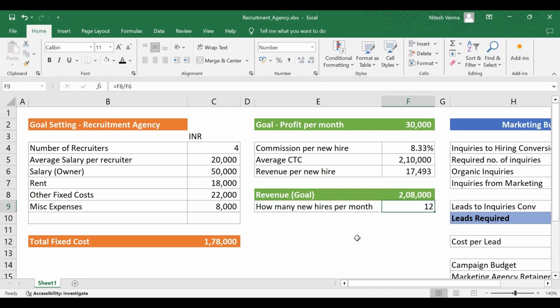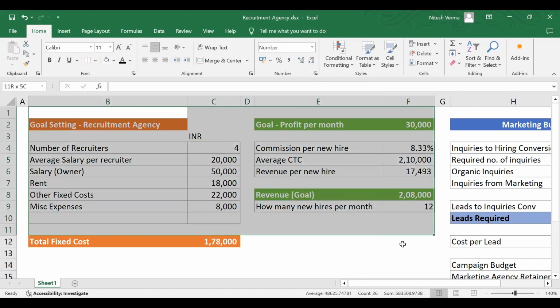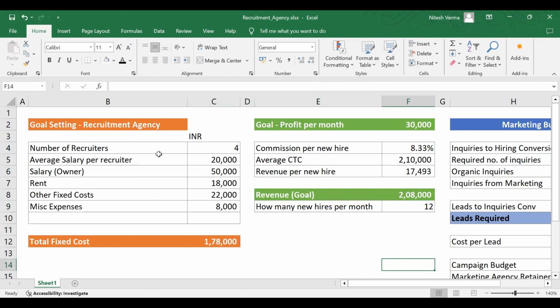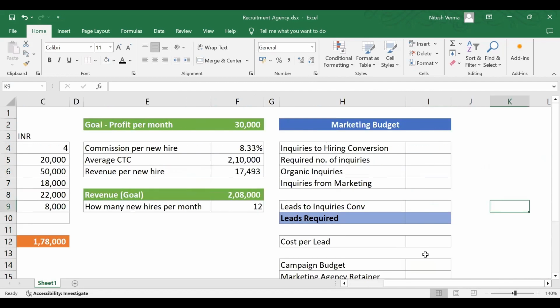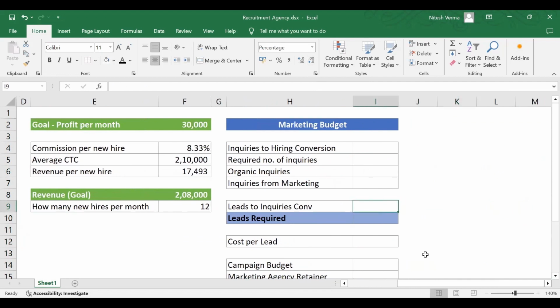So now let's move into the marketing segment. This is their entire revenue and cost structure: salary, rent, owner's salary, profit goals, revenue. They know they need to hire 12 per month. Let's move into the marketing segment now. If they need to hire 12 new hires, they obviously need more inquiries, because not every inquiry will result in a successful closure.